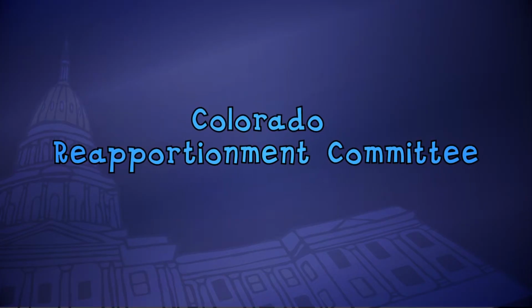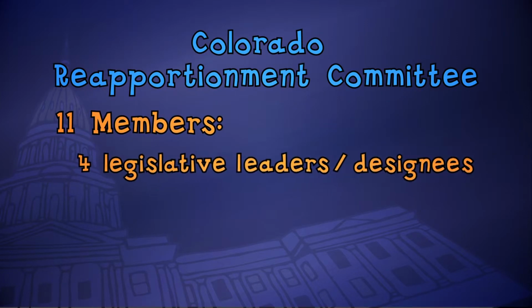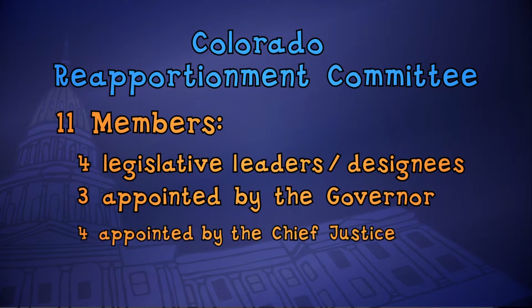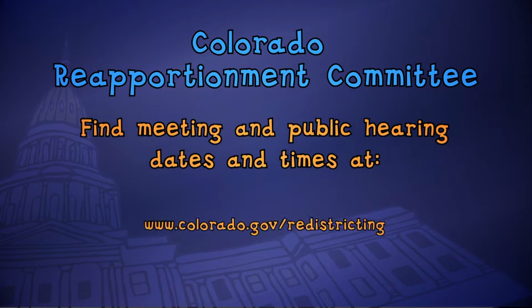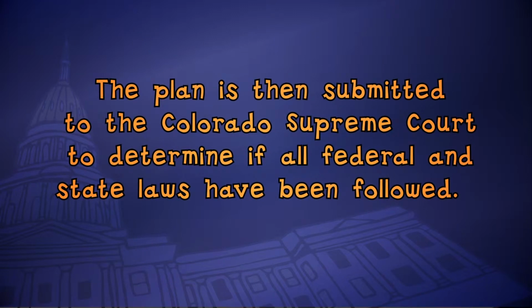This is done by the Colorado Reapportionment Commission. The Colorado Reapportionment Commission consists of 11 members. 4 of these members are legislative leaders or their designees. 3 are appointed by the governor, and 4 members are appointed by the Chief Justice of the Colorado Supreme Court. The Commission will meet throughout the summer and develop a preliminary plan depicting legislative districts. The Commission holds public hearings around the state before finalizing the plan. The plan is then submitted to the Colorado Supreme Court to determine if all the federal and state laws have been followed.